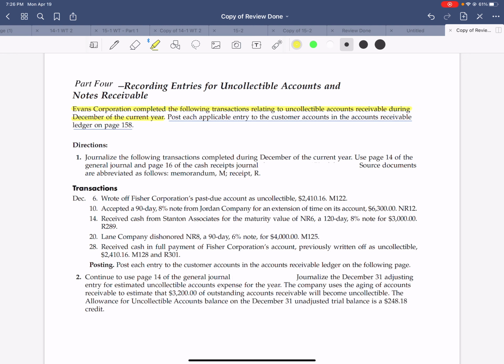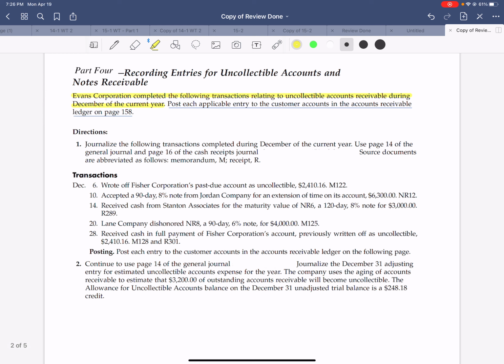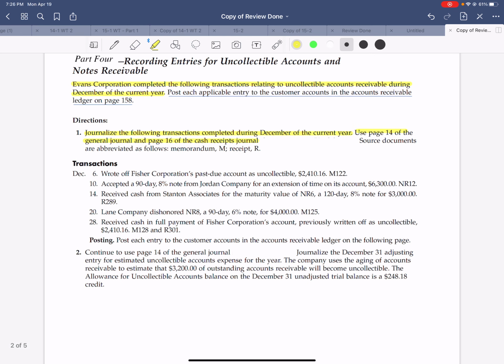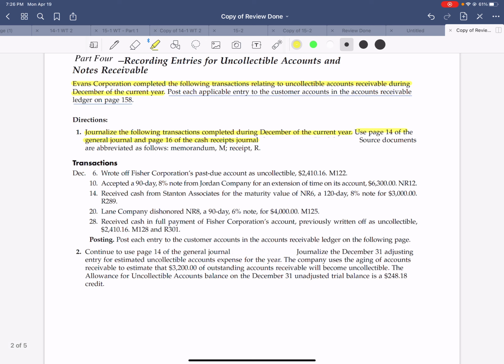It says, Evan Corporation completed the following transaction related to uncollectible accounts receivable during December of the current year. And in this problem, we're not going to do the posting, but I know you know how to post. Okay, so our first directions is to journalize the following transactions completed during December of the current year. Use page 14 of the general journal and 16 of the cash receipts. And so we're going to go through these problems right here.